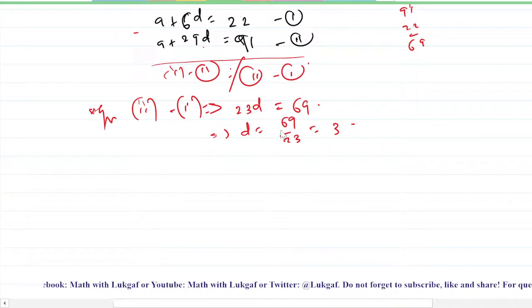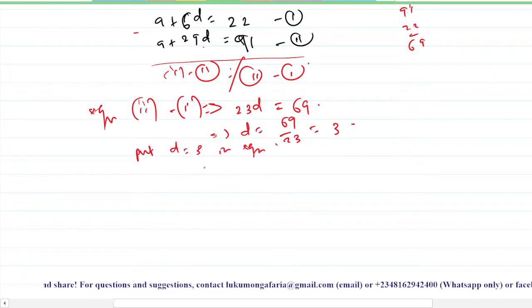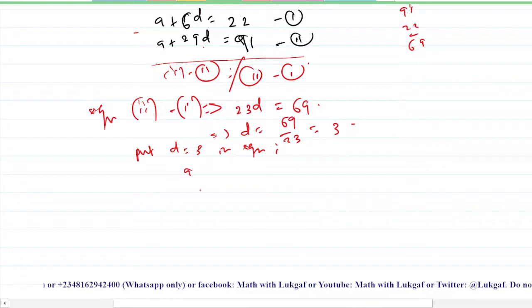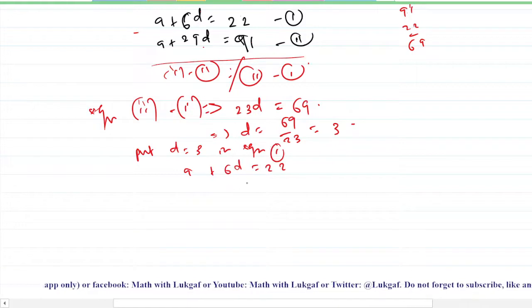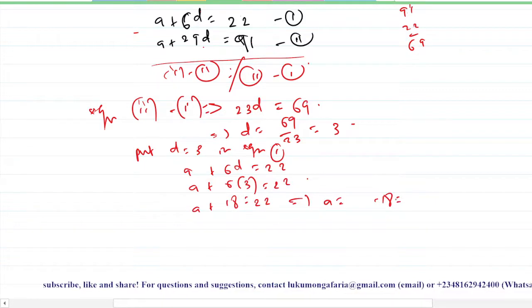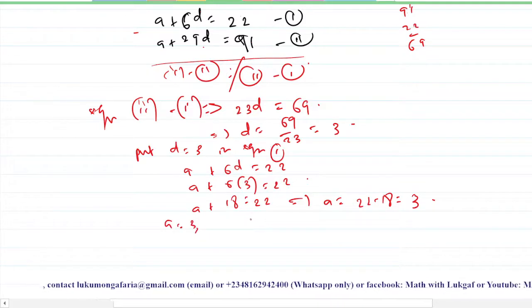So since you obtain the value of D, which is the common difference, then you can now substitute D as 3 in any of the equations. You can use equation 2, any one you like. We have A plus 6D is equal to 22, and now I have my D to be 3. So A plus 6 times 3 is equal to 22, then A plus 18 is equal to 22, which implies that A is equal to 22 minus 18. When you collect the like terms, that will give you 3. Then you can conclude that A is equal to 3 and D is equal to 3.